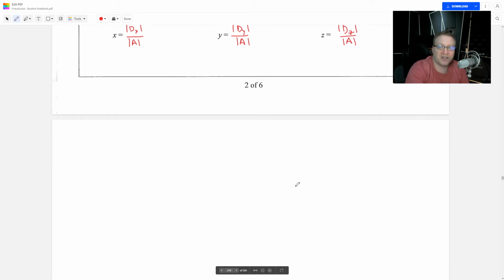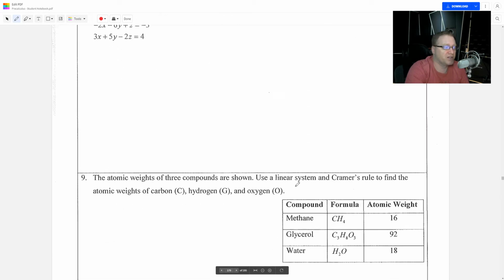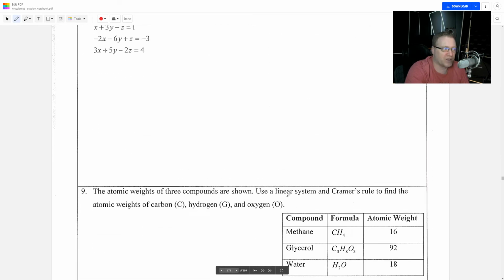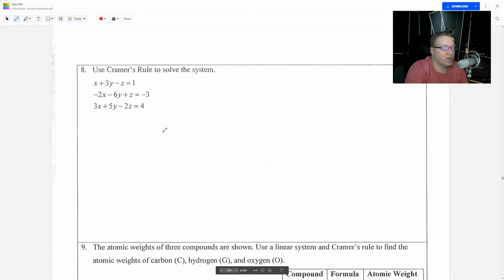One of the examples is just a problem. The other one is going to be a word problem. So let's first do this one. I suggest that we first just find all of our determinants, and then we'll solve for x, y, and z. So I'll show you how to do that.